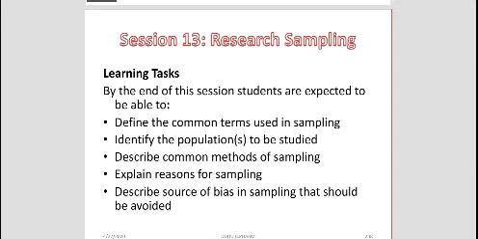By the end of this session, I expect you to be able to define the common terms used in sampling, to be able to identify populations to be studied, to be able to describe common methods of sampling, to be able to explain reasons for sampling, and you should be able to describe sources of bias in sampling that should be avoided.